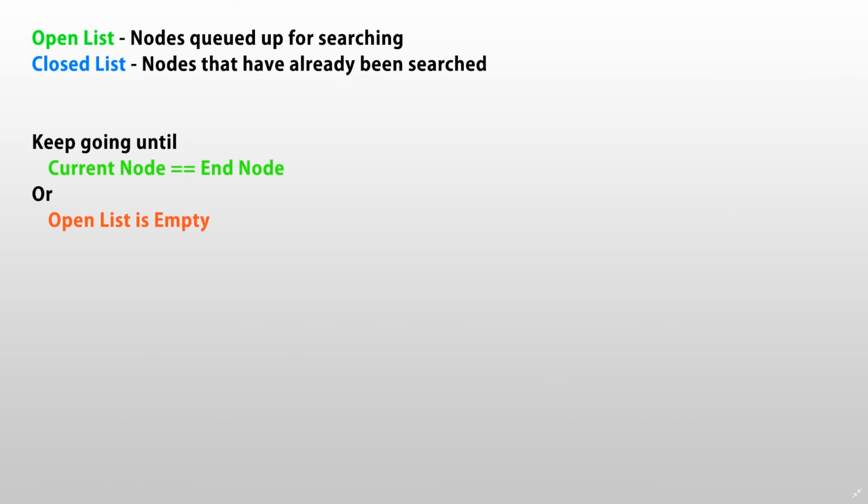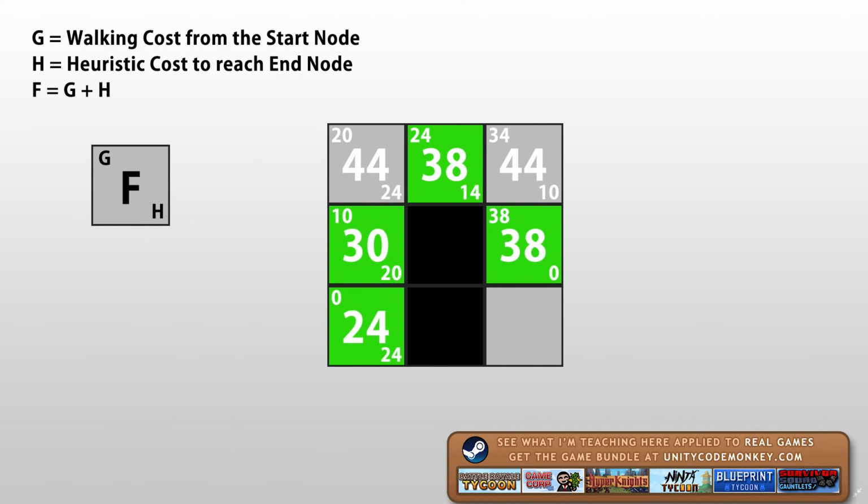Then for the algorithm to work, we also have 2 lists for our nodes, the open list and the closed list. The open list is where we have all the nodes that are queued up for searching, and the closed list are all the nodes that have already been searched. So we keep going until we find the goal as the current node on the open list, or our open list is empty, so we no longer have anywhere to search, so there's no path. Okay, so this is the theory.